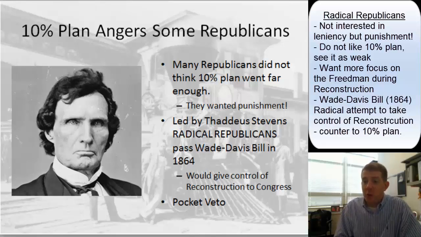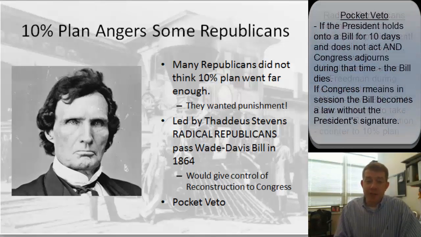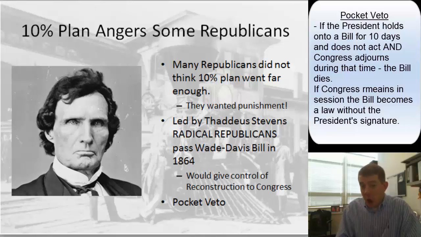The way that the Wade Davis bill works out is that the Congress passes it, and Abraham Lincoln uses what's called the pocket veto. The pocket veto is something that the president can do where if he holds on to a bill long enough and the Congress adjourns, the bill just dies. And what's interesting about this is the radicals give him this bill, the Congress gives him this bill, and he could either sign it, veto it, or just hang on to it. And he just held on to it.